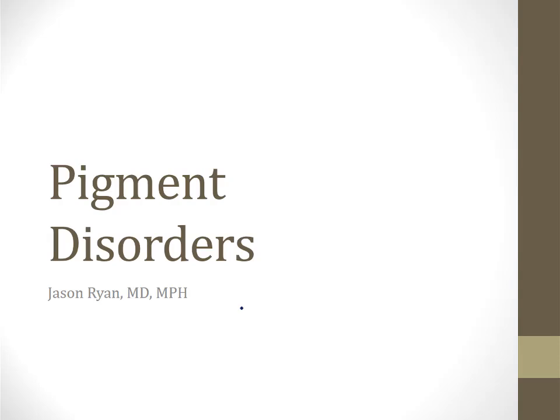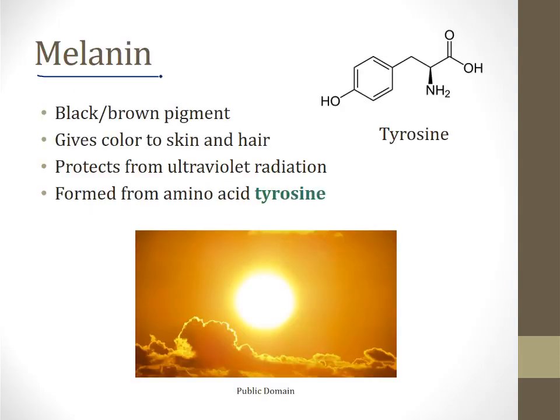Hi everybody, and welcome to our module on pigment disorders. Let's start by talking about melanin. Melanin is a black-brown pigment, and it's what gives color to your skin and also to your hair.